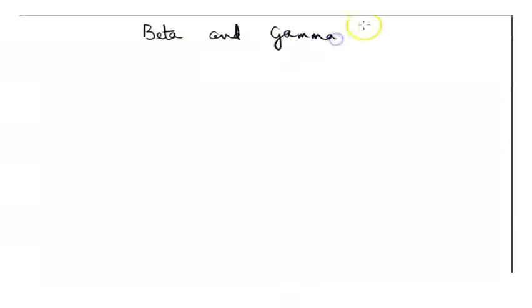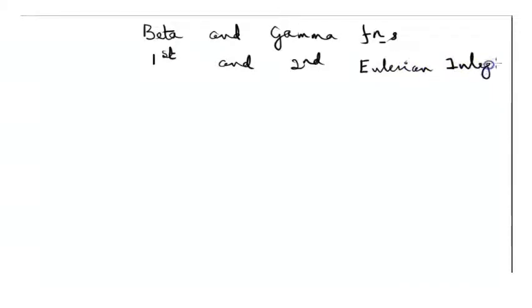Beta and gamma functions are also called the first and second Eulerian integral. So let us first define it. First, the beta function.